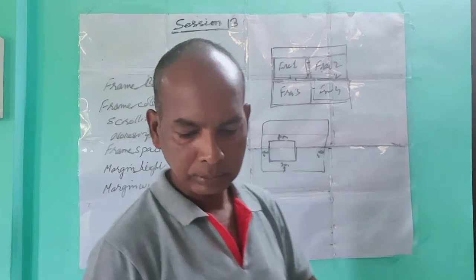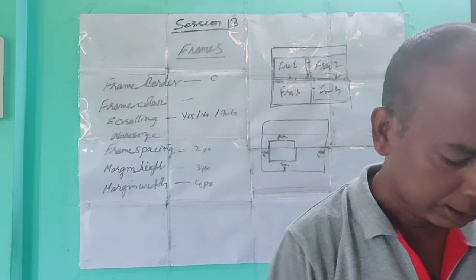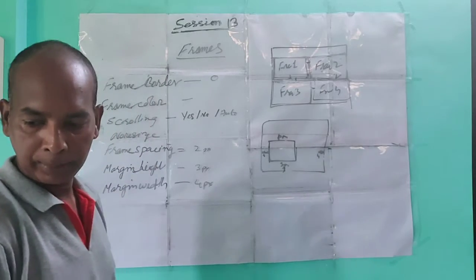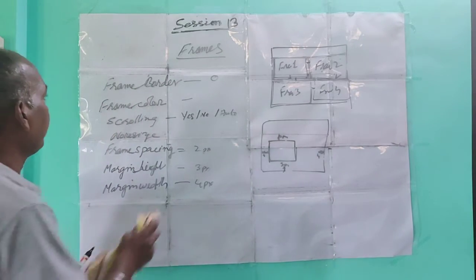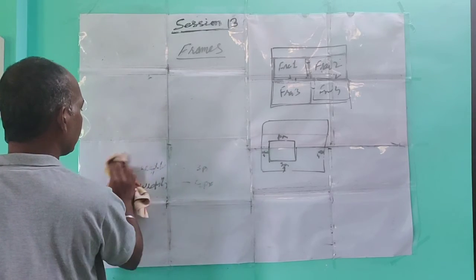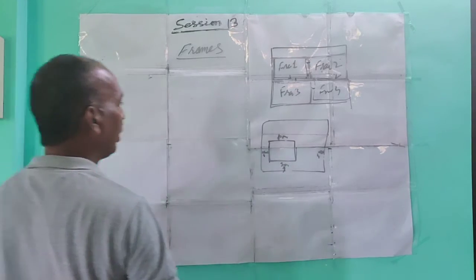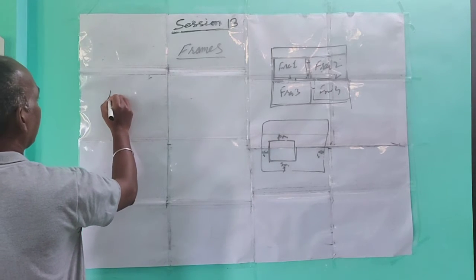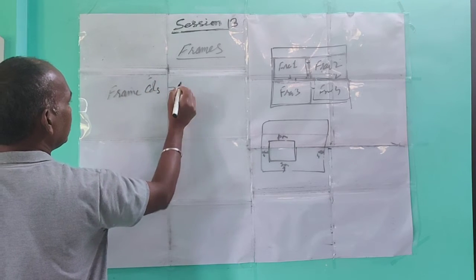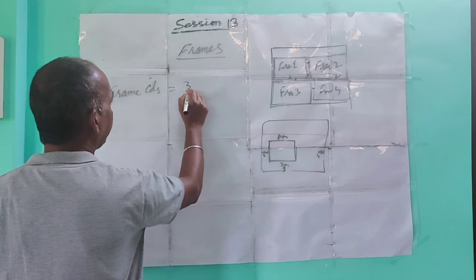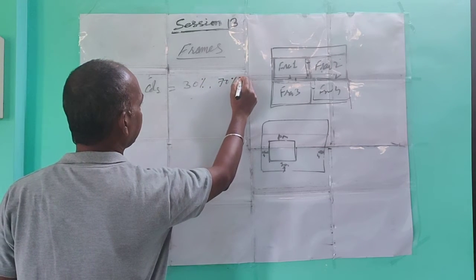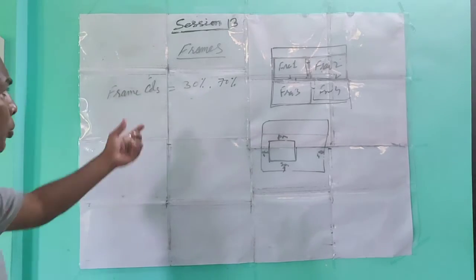Next, after that, here one thing: if you want frames in an HTML file, what size do you want the frame? Suppose frameset cols equals 30% and 70%. Okay. Here see columns.